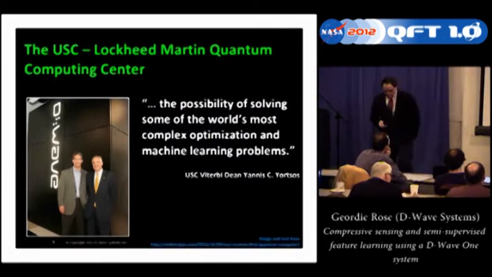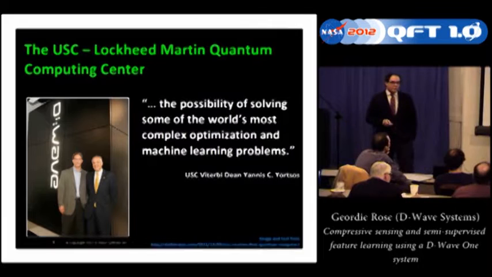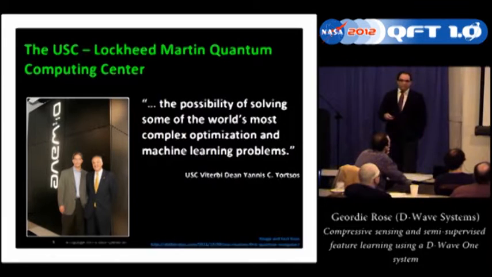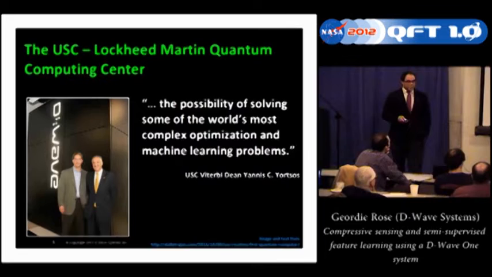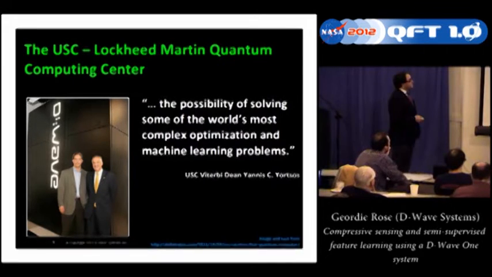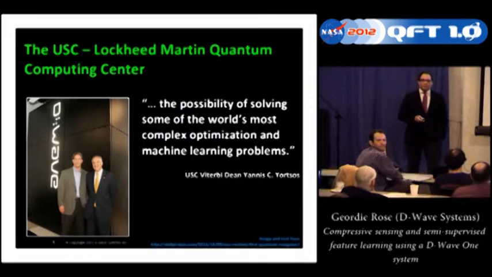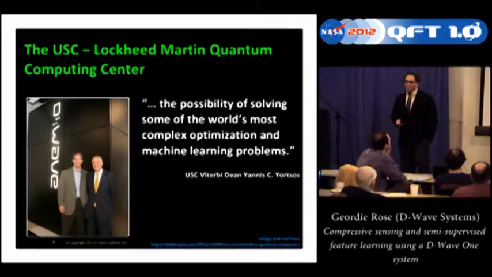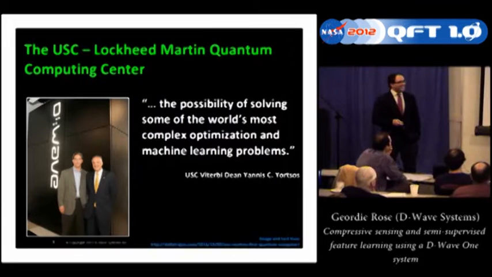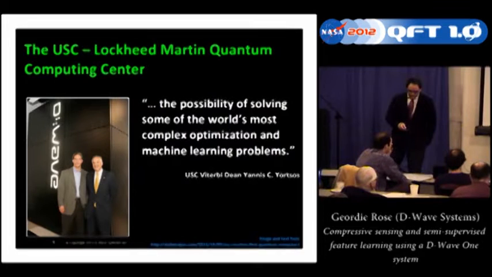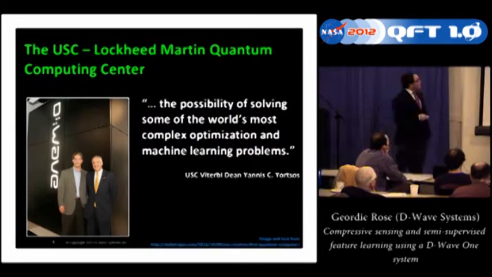Probably the most advanced piece of technology that we've built that is actually available for general use is now at the Information Sciences Institute at USC in Marina del Rey, and any one of you can use it. This picture is Daniel Lidar, who I think is here. Is Daniel in the crowd? Ah, he left. Hope it's not correlated with my talk, but maybe. And this other guy is Yannis Yortsos, who's the dean at the Viterbi School. And that machine right there in the background is the actual physical machine.